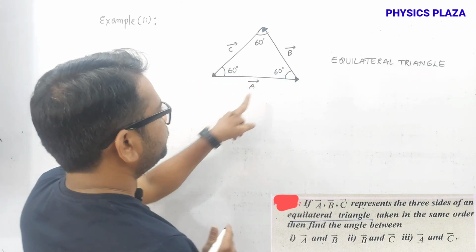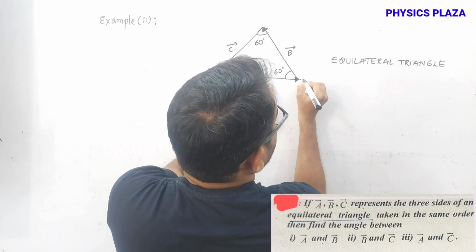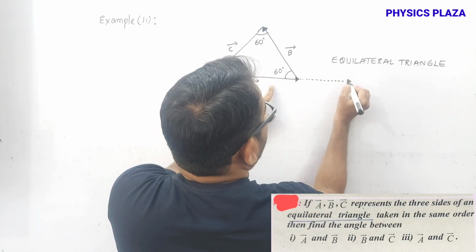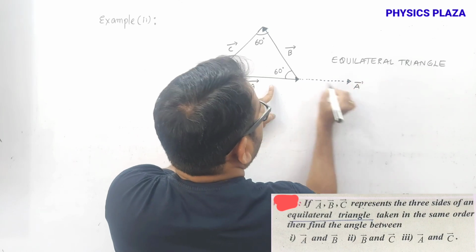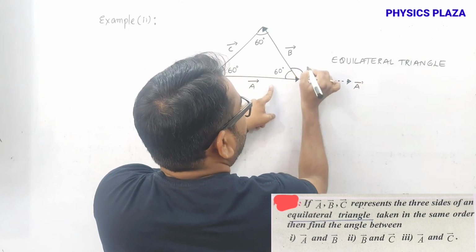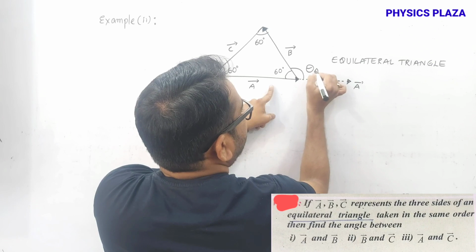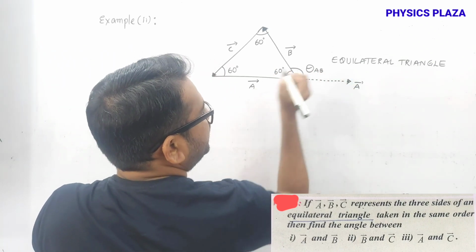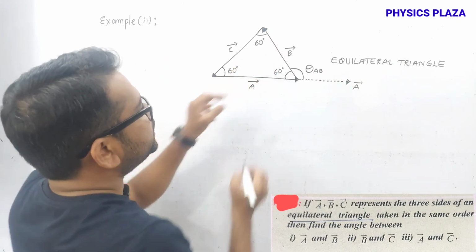Now look at here, children. Vector A is there. So let me just shift it parallel to itself like this. So this is vector A. Now this will be the angle between vector A and B. So what about the angle between B and C?